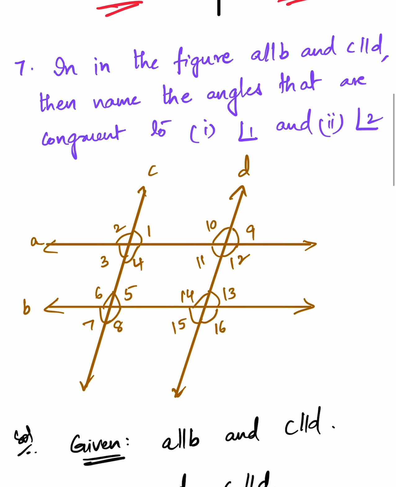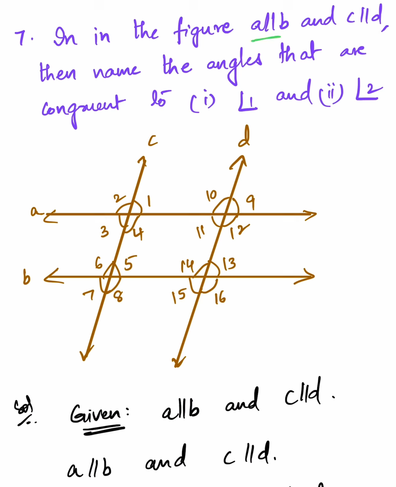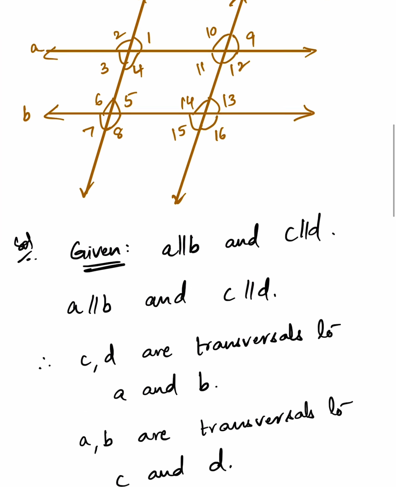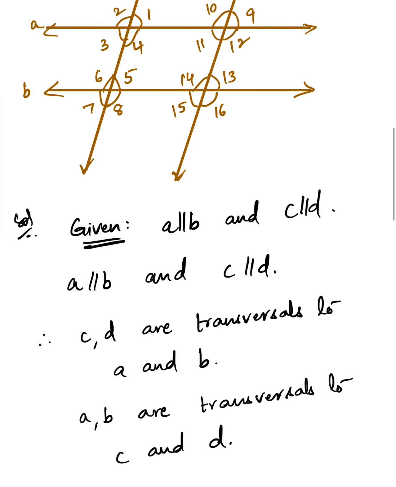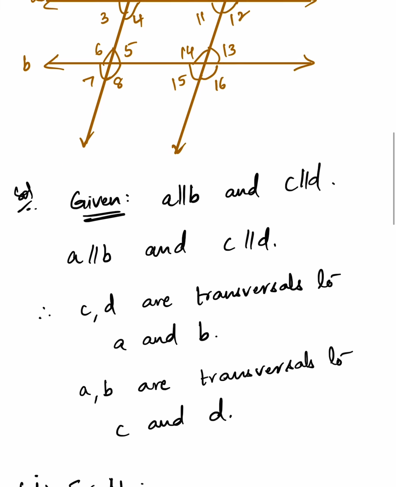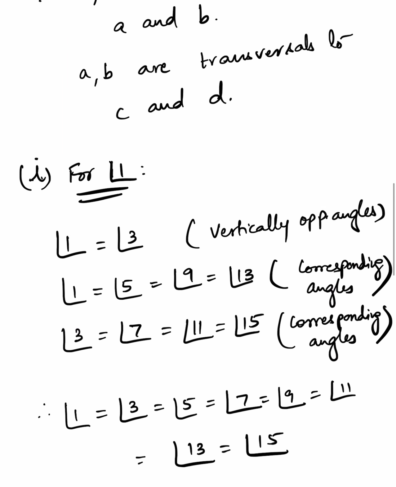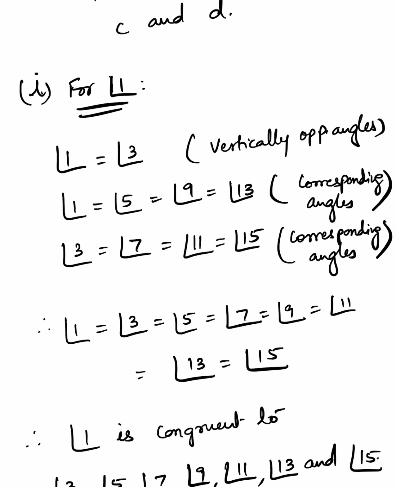Now seventh problem. In the figure, A is parallel to B and C is parallel to D. Then name the angles that are congruent to angle 1 and angle 2. Given A is parallel to B and C is parallel to D again. A and B are parallel lines, C and D are parallel lines. So for A and B, C and D will be transversals. Similarly, A and B will be transversals to C and D. So we have to find the congruent angles for angle 1 and angle 2. First, for angle 1.